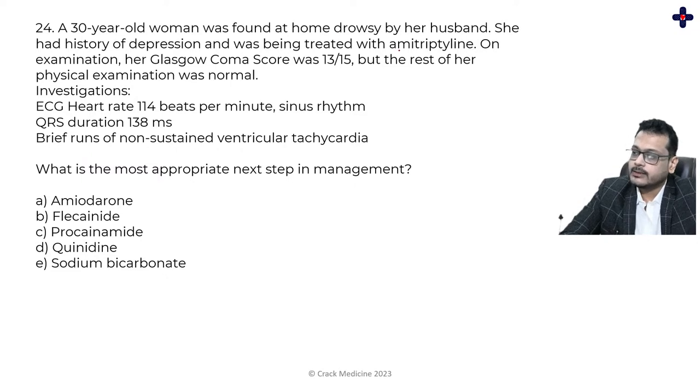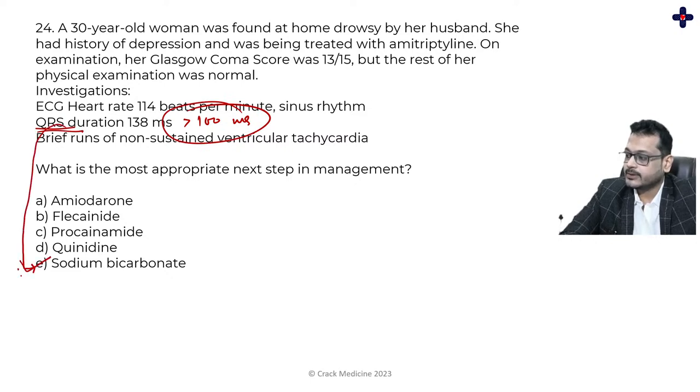So this question here deals with tricyclic poisoning, or you can say the side effects. This patient already has a history of depression and she was treated with amitriptyline. Now if you see that the QRS duration is prolonged over here, more than 100 milliseconds, this is a prolonged QRS interval. The definitive treatment answer is sodium bicarbonate. This is the right answer. This is the thing that you will do when you encounter any such patient.